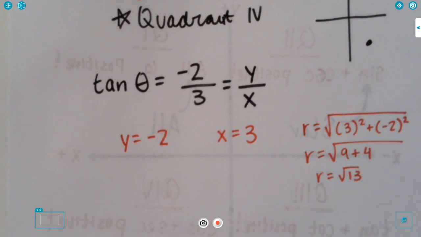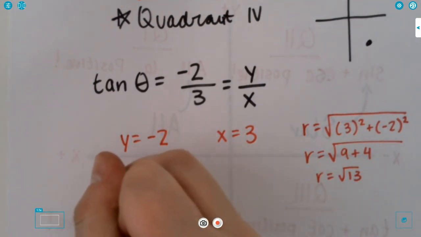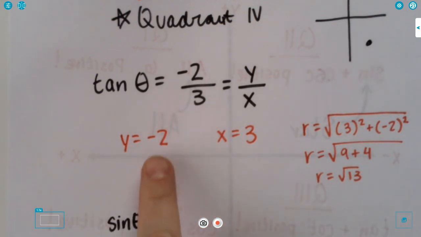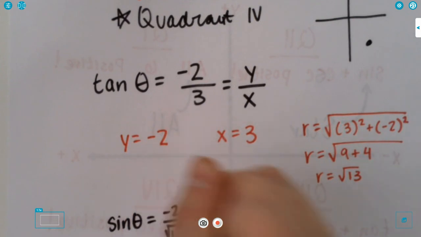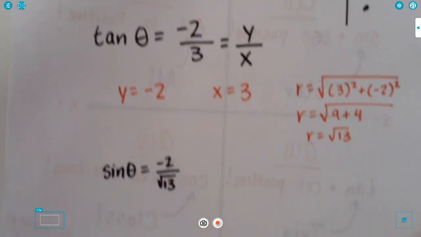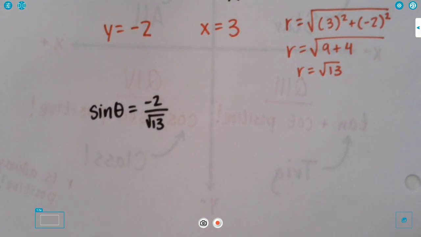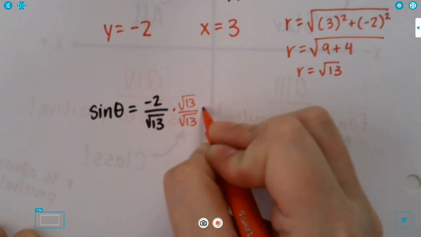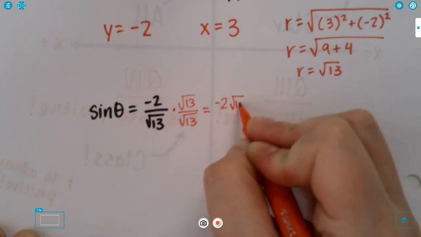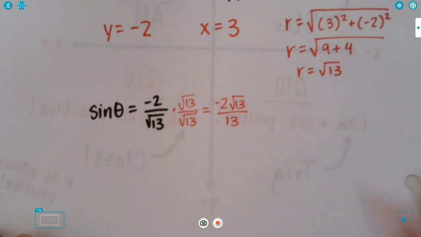Okay, so then now from here, we are just going to do our trig functions. So sine is y over r. So that's negative 2 over square root of 13. Scoot all this down. Rationalize that denominator. Multiply by rad 13 over rad 13. The square root of 13 moves to the top, and then the bottom is just regular 13.